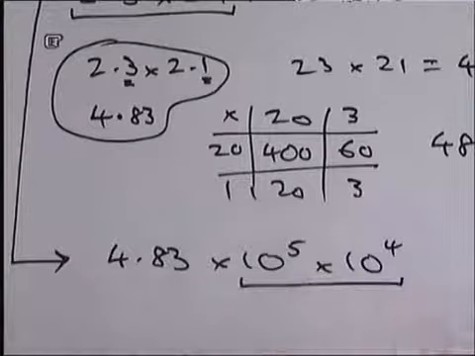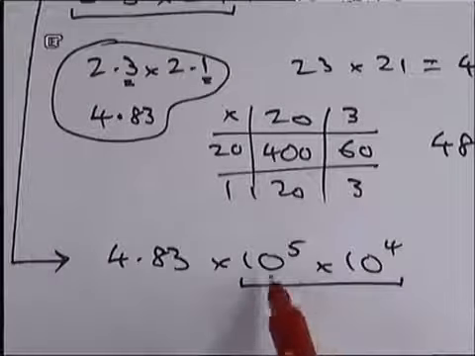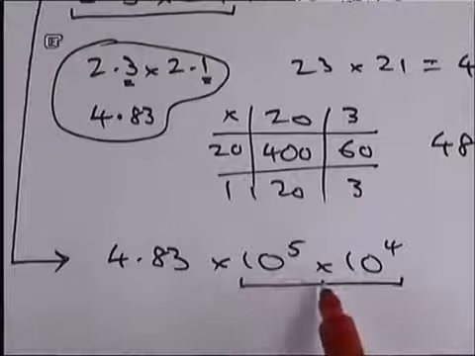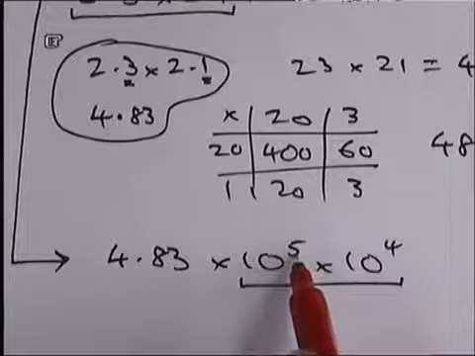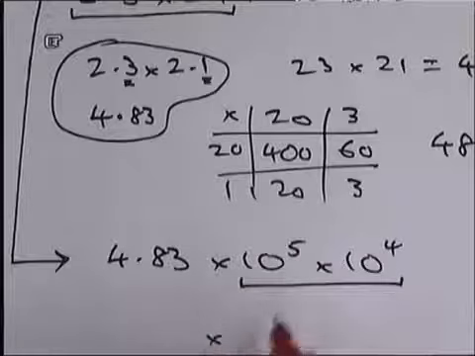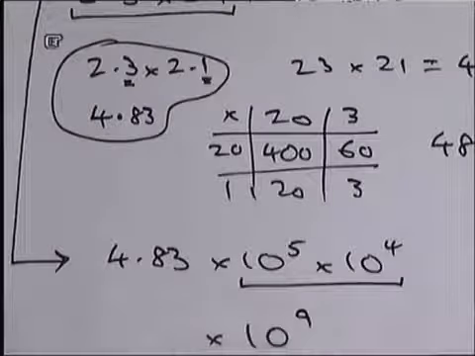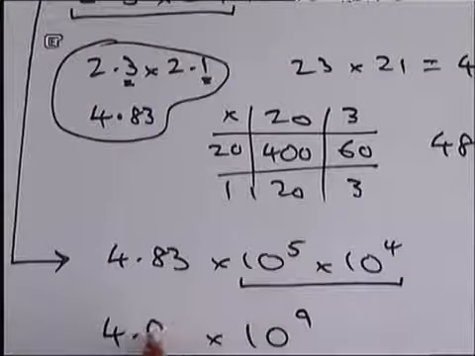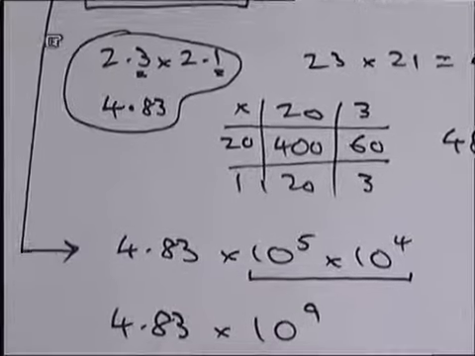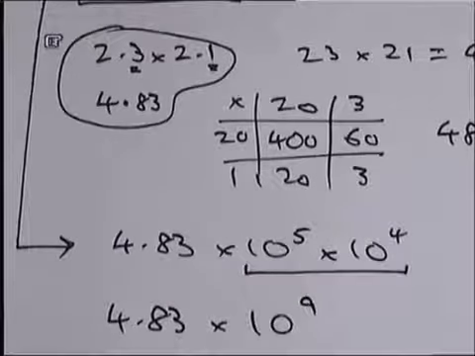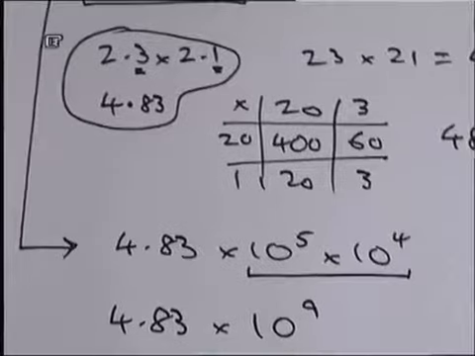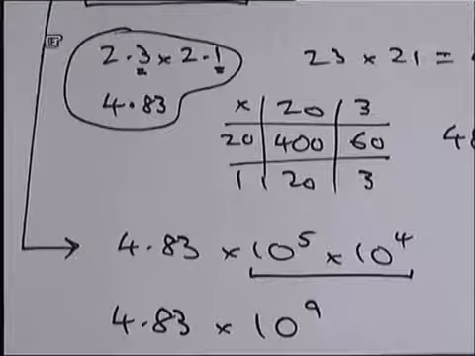But if I look at this bit here, using my laws of indices, if the big numbers are the same and I'm multiplying, all I have to do is add the powers together. So 10 to the power of 5 times 10 to the power of 4 is 10 to the power of 9. So there's my answer. 4.83 times 10 to the power of 9. All done without a calculator.